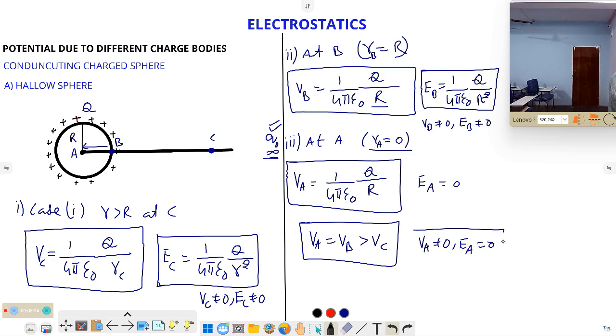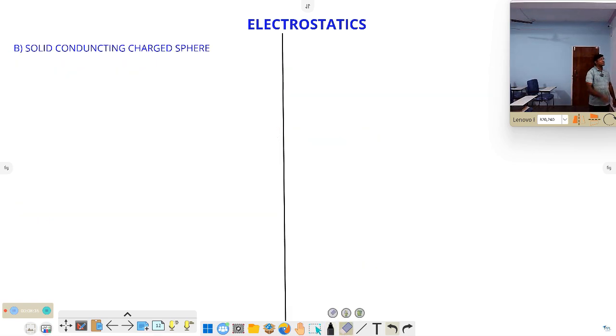This is the most important point you must keep in mind: electric field is 0, but potential is not equal to 0. We'll discuss the graph at the last, after completing the remaining sphere concepts. Now come to the second case, the solid conducting charged sphere.